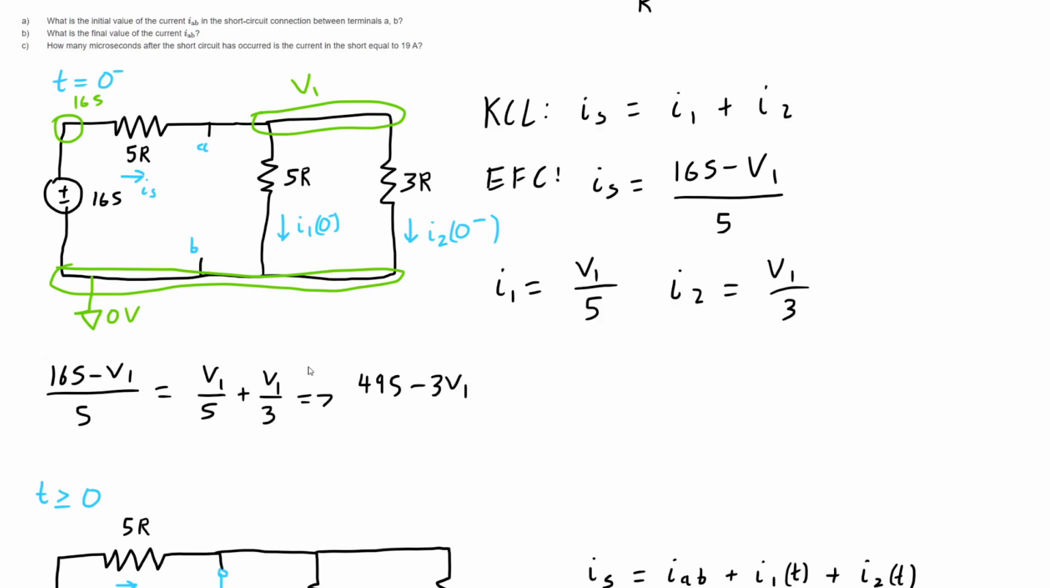Minus 3V1. Oh, the denominator goes away, sorry. Equals 3V1 plus 5V1. So that means that, move the 3 to the other side, 11 V1 equals 495. So V1 equals 495 divided by 11, which is 45. So the initial voltage is going to be 45.